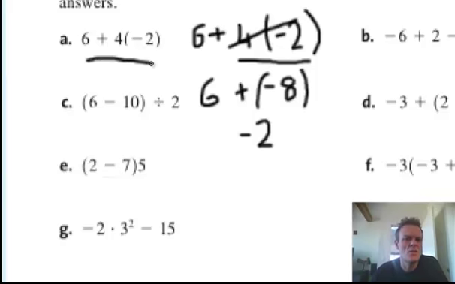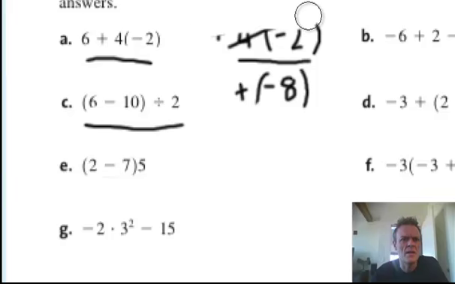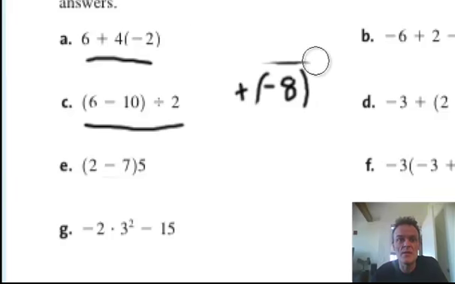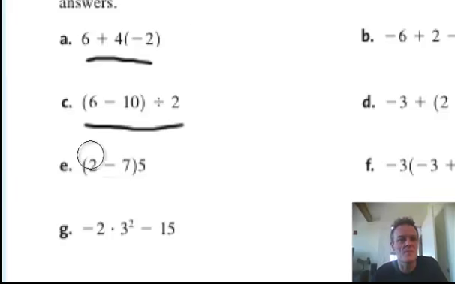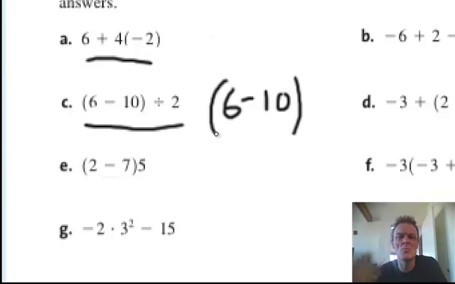Okay, so let's have a look at some other ones. How about this one here? I'll erase that one. I can see negatives again. Now again with this one, remember you're going to do a parenthesis first. So the parenthesis is 6 take away 10. So what is 6 take away 10? Again, you are taking away a bigger number. You're going to go down into the negatives on the number line.